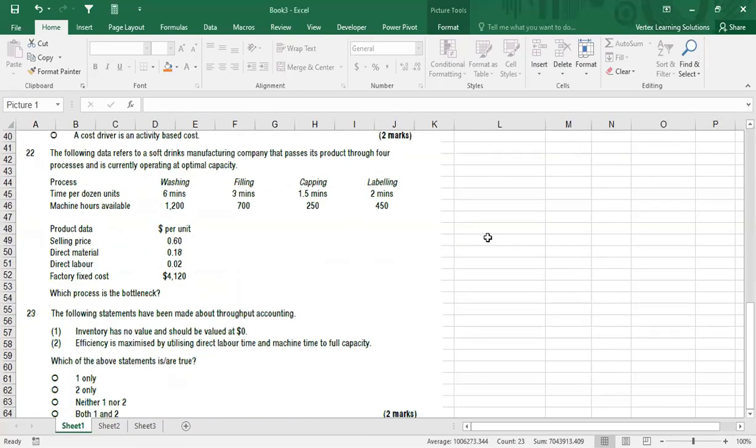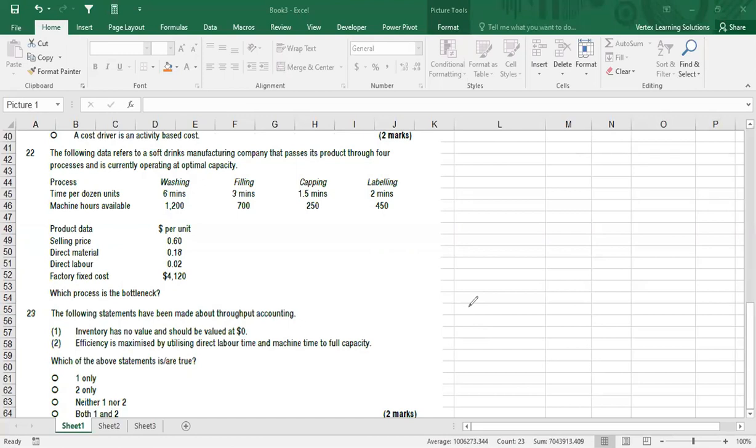Number 22, we come up. Okay, so let's read the requirement. It says, which process is the bottleneck? A very typical question in your F5. They always ask you how to calculate or find the bottleneck process. Let's quickly read question number 22. The following data refers to a soft drinks manufacturing company that passes its product through 4 processes and is currently operating at optimal capacity.